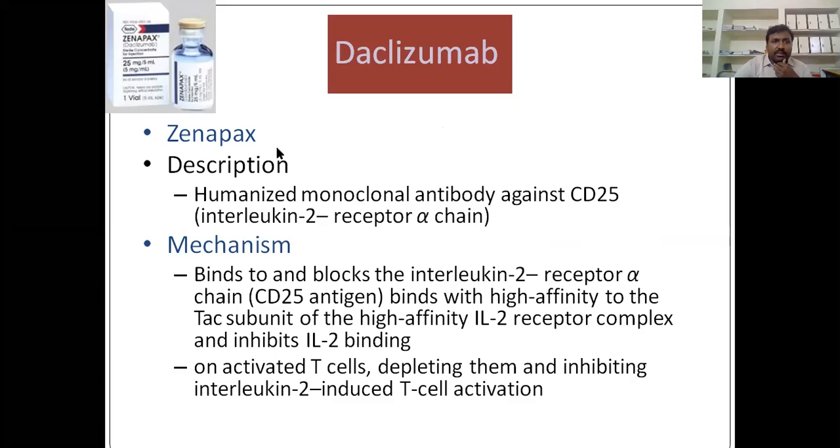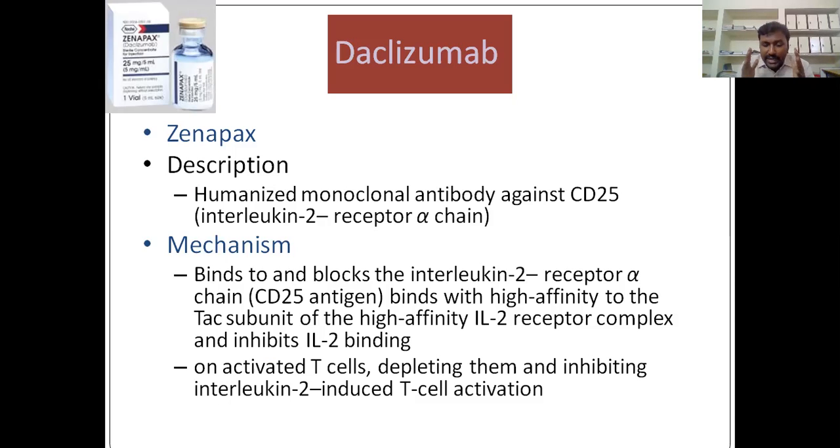And daclizumab, the brand name is Zenapax. The mechanism of action is that this is also a monoclonal antibody that binds to and blocks the interleukin 2 receptor, binding with high affinity. Because of this, T cells are depleted, inhibiting interleukin 2 induced T cell activation. So that is the mechanism of action of daclizumab.